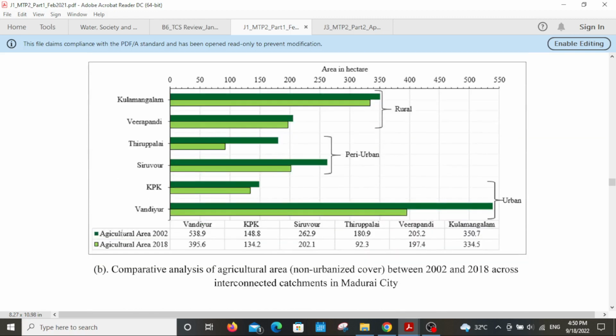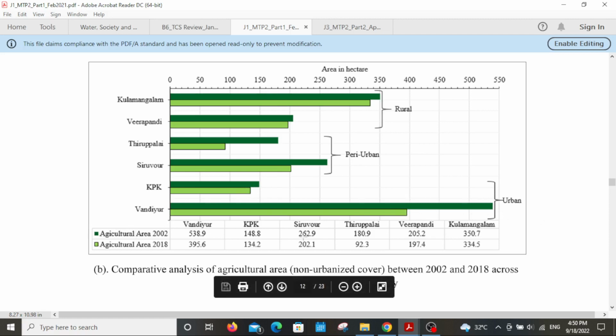And if we take into account the agricultural land cover, we see that it mostly remains dominant in rural areas. Soil has decreased, but the decrement in agricultural land use from 2002, which is dark green, to 2018, which is light green, is quite less in rural areas, but very huge in the peri-urban area, and an almost similar pattern is followed in the urban region.